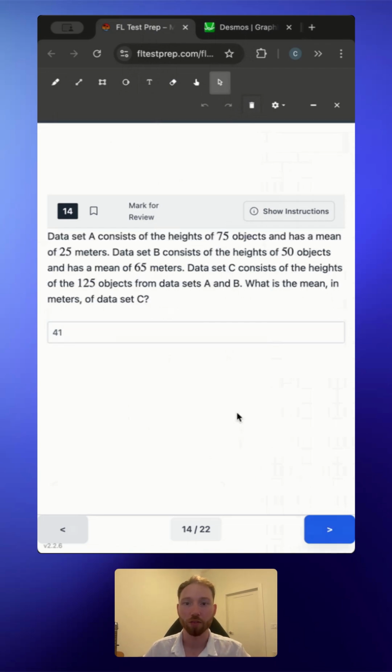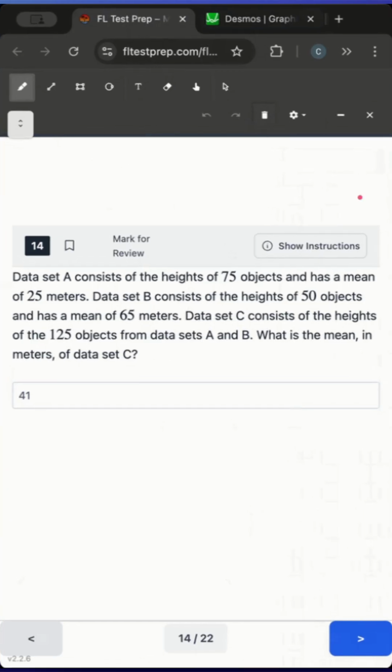Can you guys solve this hard average problem? This question's an average SAT problem. Average as in mean, median, and mode. So, can you solve this hard mean problem for the SAT? That's what I'm talking about.